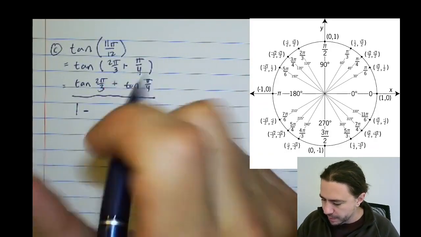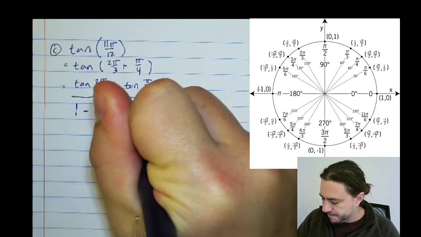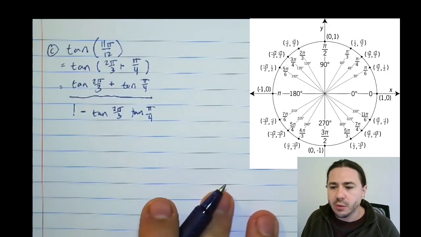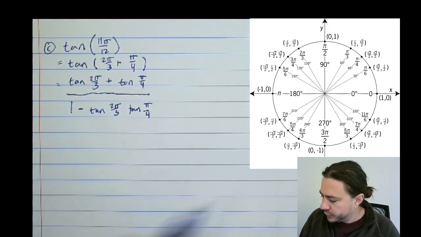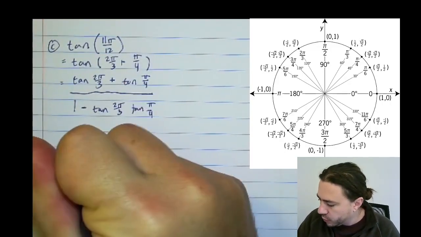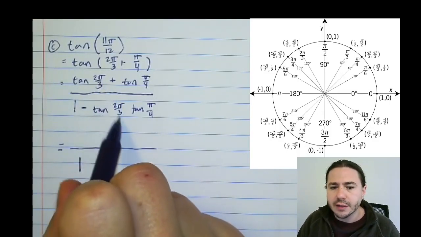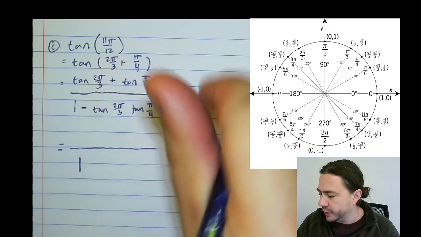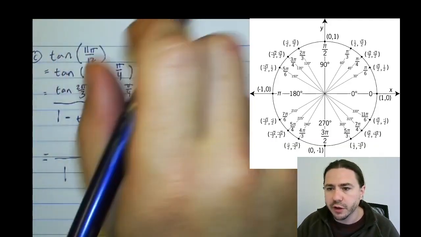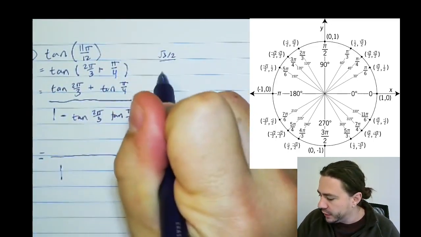So let's see here. We get 1 minus tangent of 2 pi over 3 times tangent of pi over 4. And now we're going to start using our unit circle here. So I'm going to give myself a little bit more room here. Big old fraction. We got the 1. Okay, so tangent of 2 pi over 3. I'm going to look at 2 pi over 3. And remember that tangent is y over x. So at 2 pi over 3, you're looking at this unit circle over here, the y is root 3 over 2, and the x, just doing a little scratch work here, is negative 1 over 2.